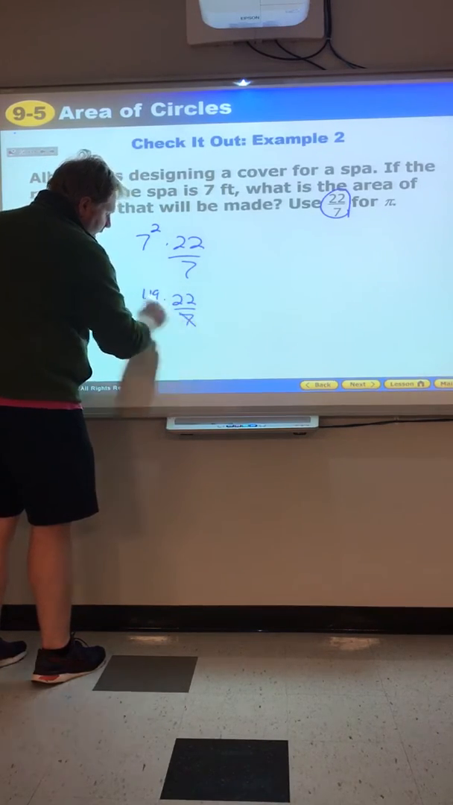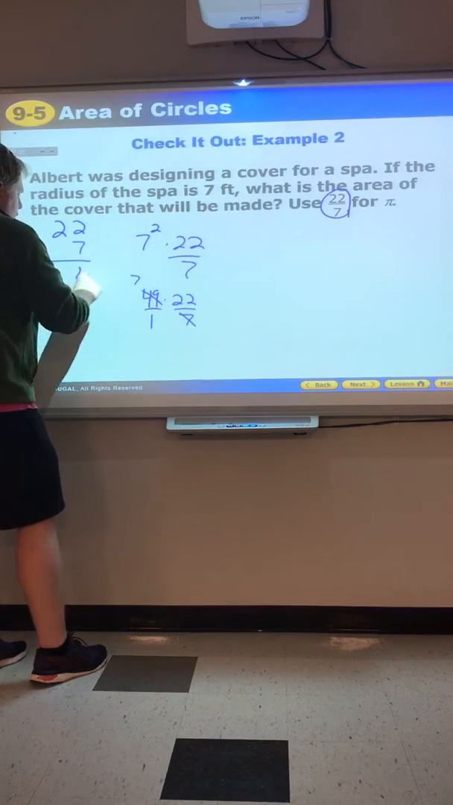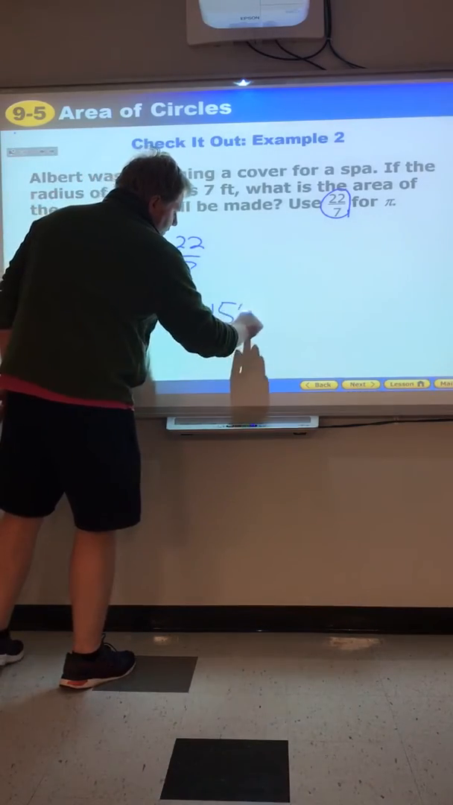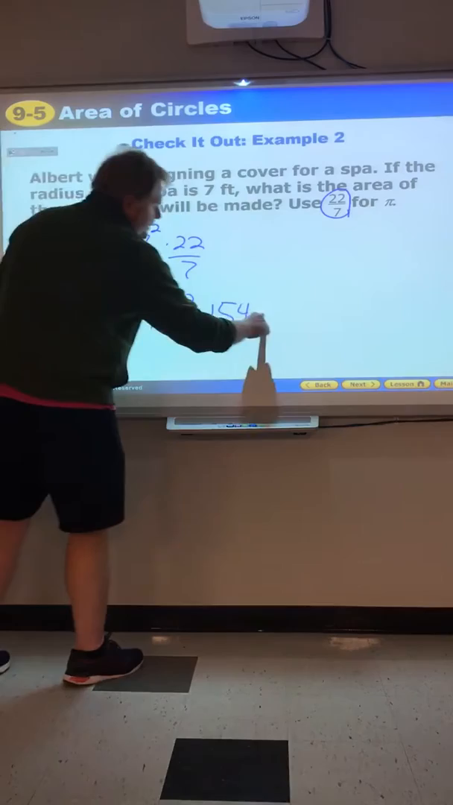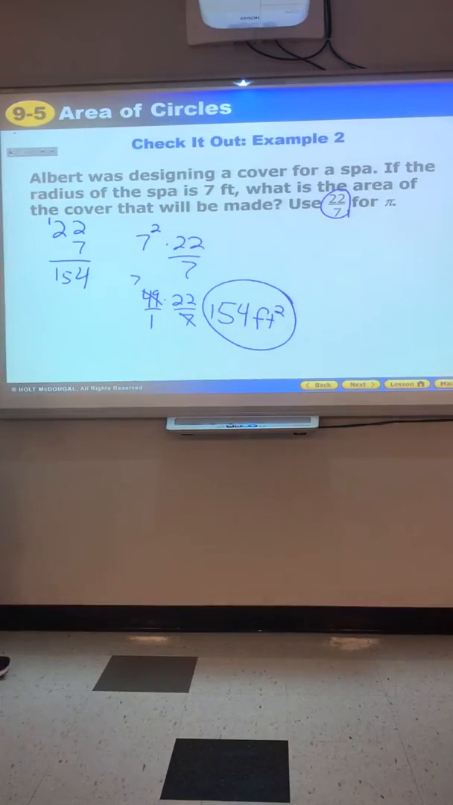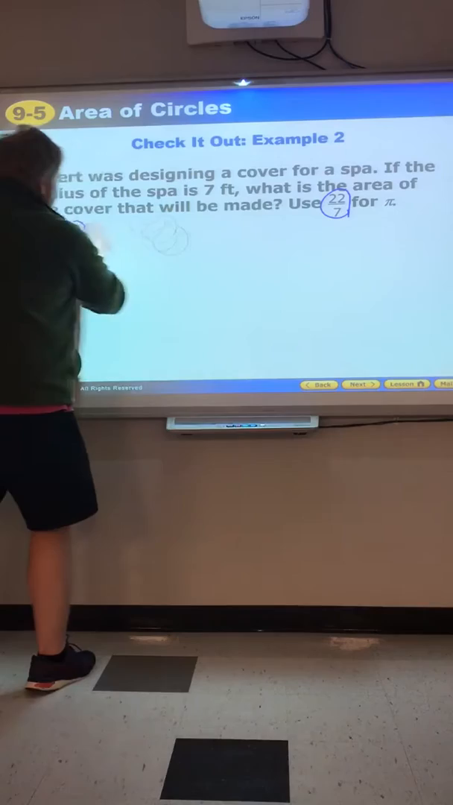Oh, that's a 1. So that reduces. 22 times 7, 14, 154. I bet they come up with an answer of 154 feet squared. And yes, I forgot the unit on the last one. My apologies. All right. Let's see if they come up with the same deal.